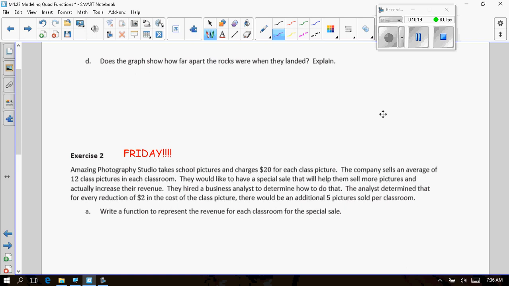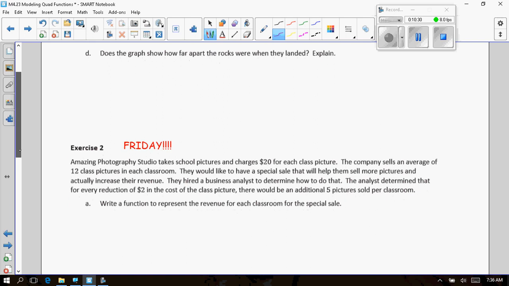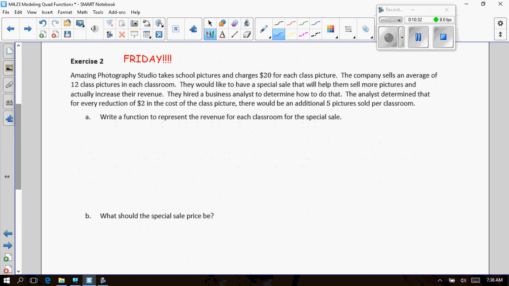They would like to have a special sale that will help them sell more pictures and actually increase their revenue. They hired a business analyst to determine how to do that. The analyst determined that for every reduction of $2 in the cost of the class picture, there would be an additional 5 pictures sold per classroom. Of course, you can't get it down to where the price is free, but they can figure this out. So we're going to have to write our function for this.